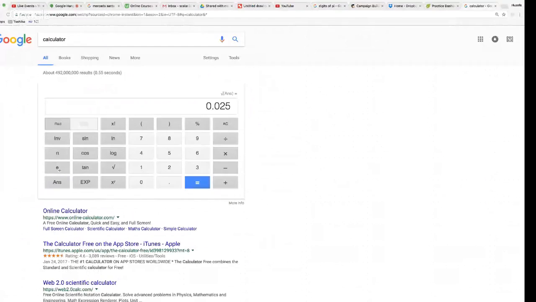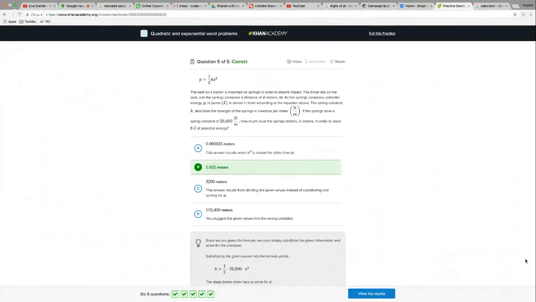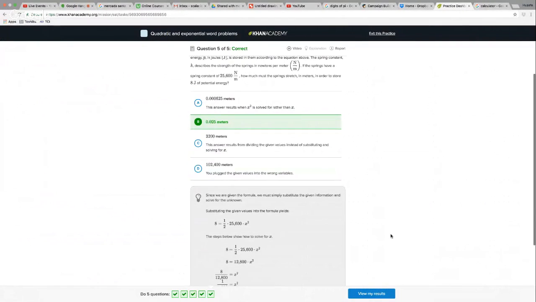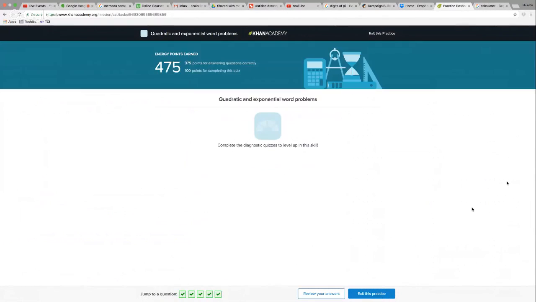Now let's make sure we're right. We always have to double check. Enter 0.025, and it is indeed correct. So that's pretty awesome. That was a hard section. Let me go back. I'm going to turn the shared screen off here.